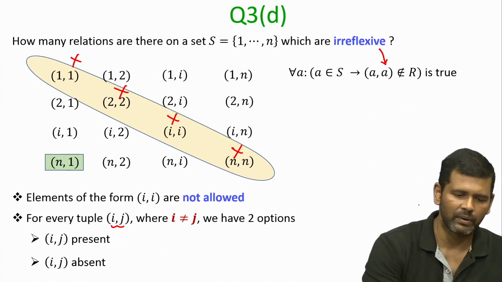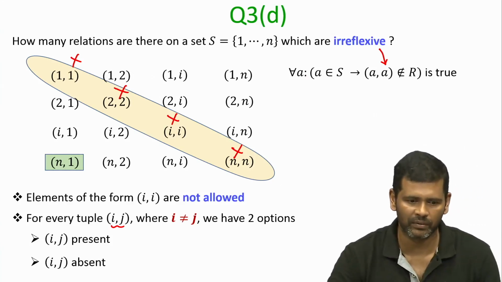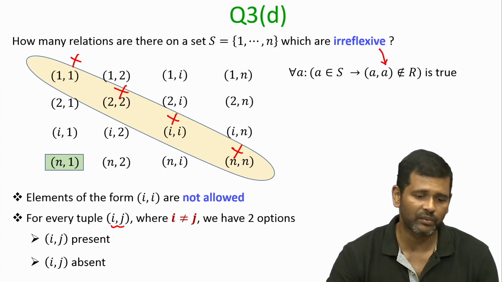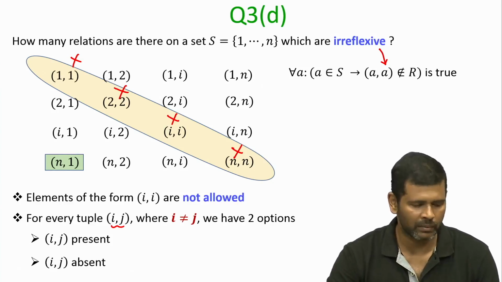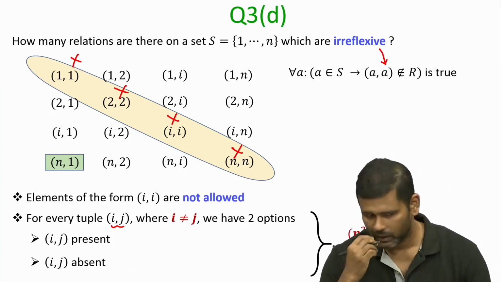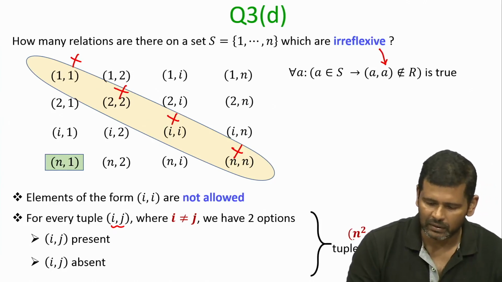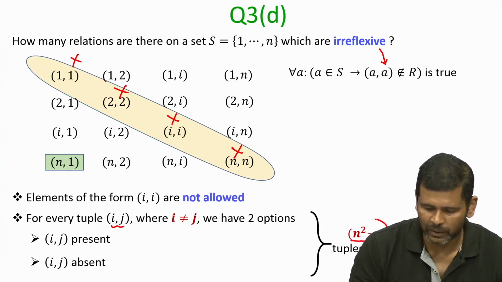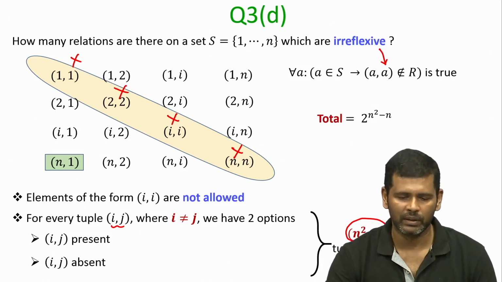So, for instance, if (n, 1) is present in my relation, that is fine, that satisfies this universal quantification, and I can have (n, 1) as well as (1, n) both present, and that still satisfies the requirement of an irreflexive relation, right. So how many such (I, j) ordered pairs do I have here? If I exclude the diagonal elements, I am left with n square minus n ordered pairs, and for each such ordered pair I have 2 possibilities, either include it or exclude it. That is why the total number of irreflexive relations is 2 power (n square minus n).